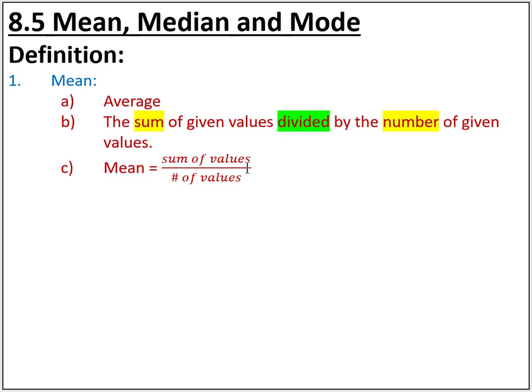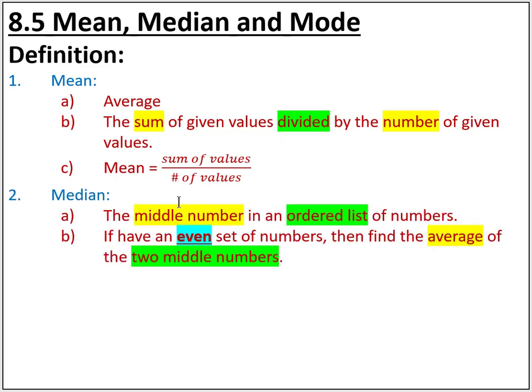Alright, so let's move on to the next definition, which is median. Median is the middle number in an ordered list of numbers. So what that means is if you were given a list of numbers, the first thing you need to do is put it in order from least to greatest. Then, for example, if you were given 11 numbers, all you have to do is find the middle number. Once you find the middle number, that is your median value.